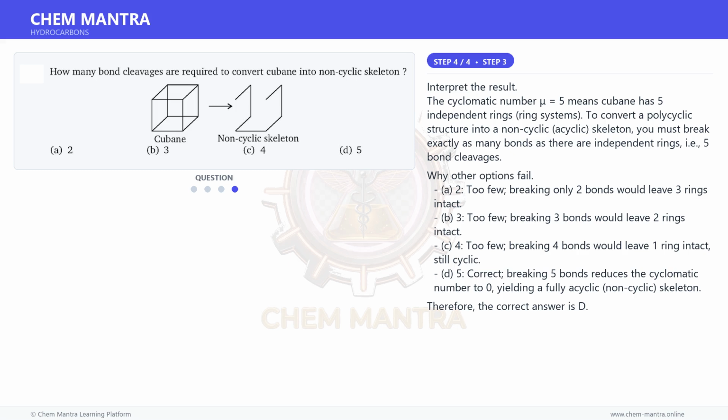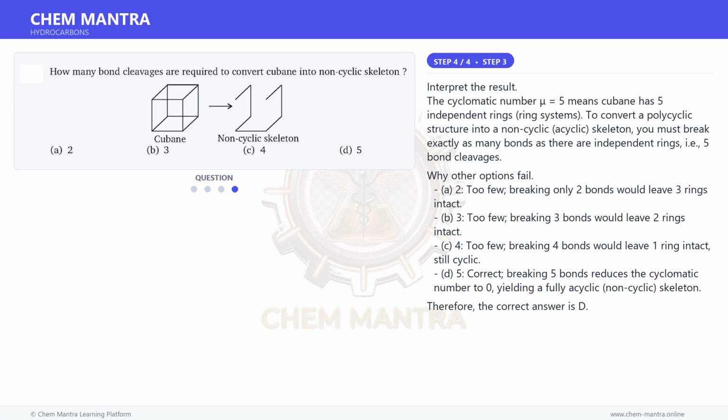And for the final step, interpret the result. The cyclomatic number mu is equal to 5 means cubane has 5 independent rings, ring systems. To convert a polycyclic structure into a non-cyclic, acyclic skeleton, you must break exactly as many bonds as there are independent rings, i.e., 5 bond cleavages.